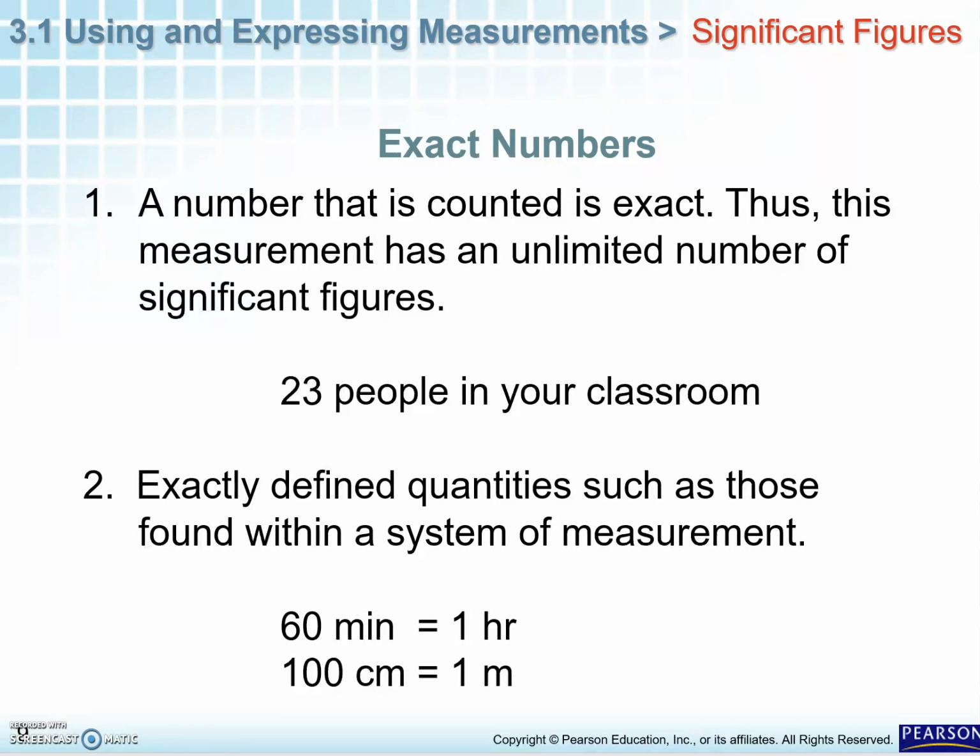The second exception to the rule is whenever you have equalities. So you know that there are 60 minutes in 1 hour. There's not 60.2 minutes in an hour. There's no guessing. It is exactly 60 in 1 exact hour. Therefore, anytime those are defined quantities, those are considered exact and again have unlimited significant figures.